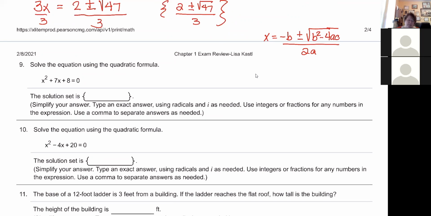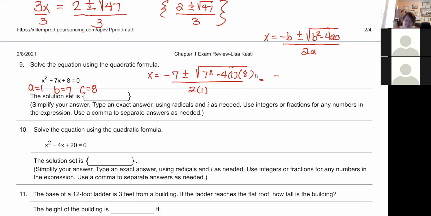So in this first problem, problem 9, there's a 1 in front of that x squared. So a is 1. There are no variables in a, b, and c. A, b, and c are constants. They're real numbers. B is the coefficient in front of the x, so that's 7. And c is my constant, 8. Okay, so let's make that substitution. So we get x is negative 7 plus or minus the square root of 7 squared minus 4 times a is 1 times c is 8, all over 2 times 1.